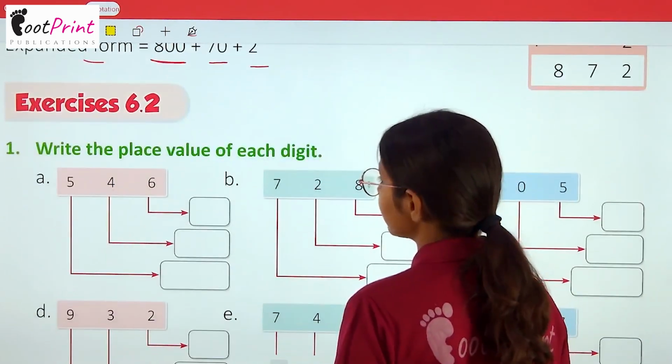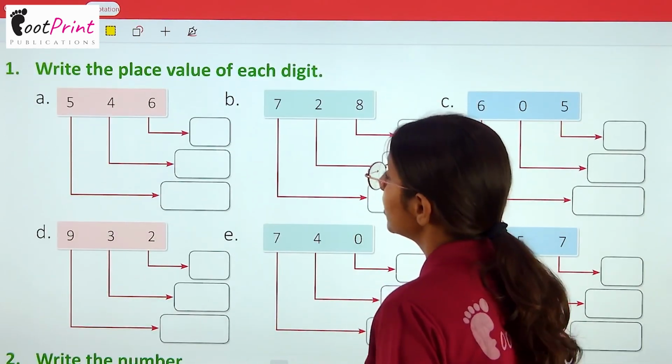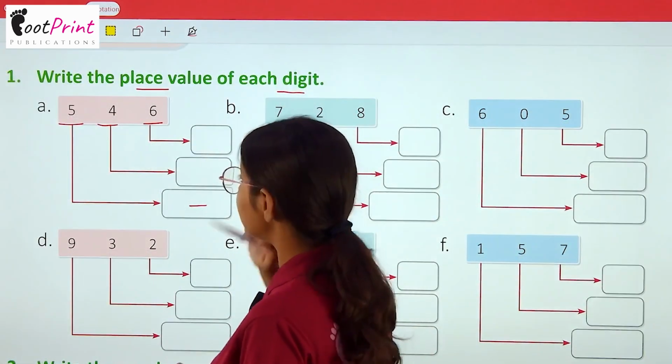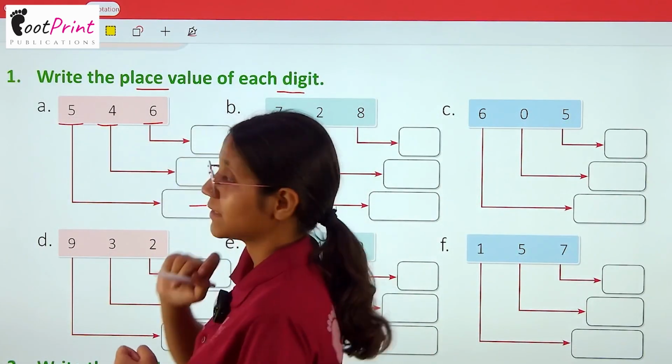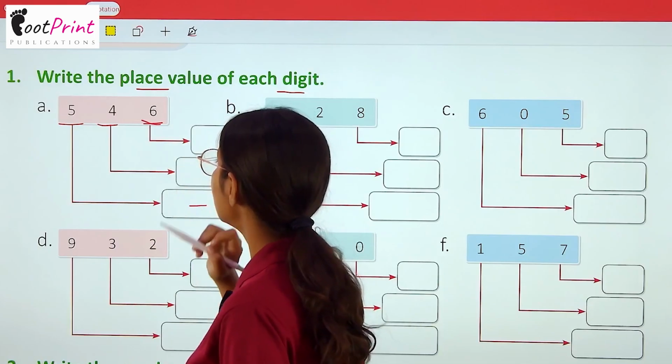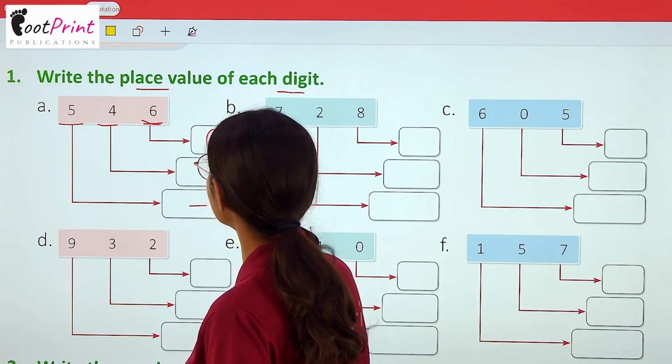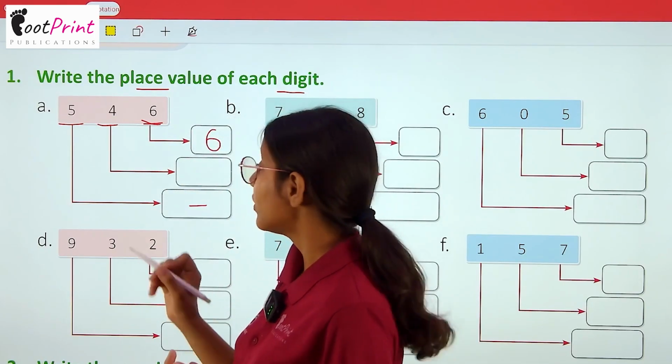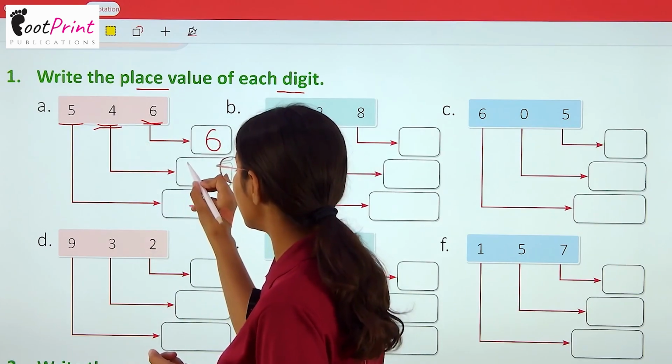Now, exercise 5.2. Question number 1. Write the place value of each digit. 546. So, as we all know, 6 is at the ones place. So, 6 has the value of 6 only. Now, 4 is at the tens place. That's why it has a value of 40.